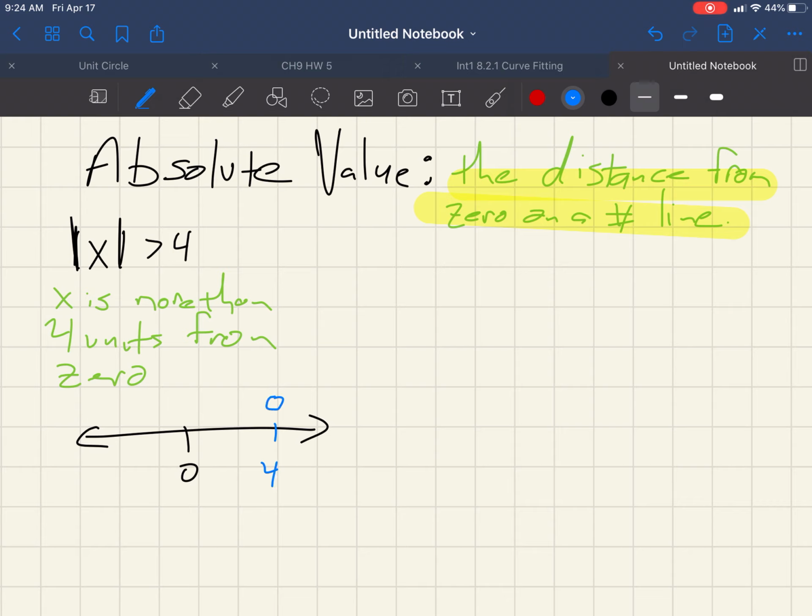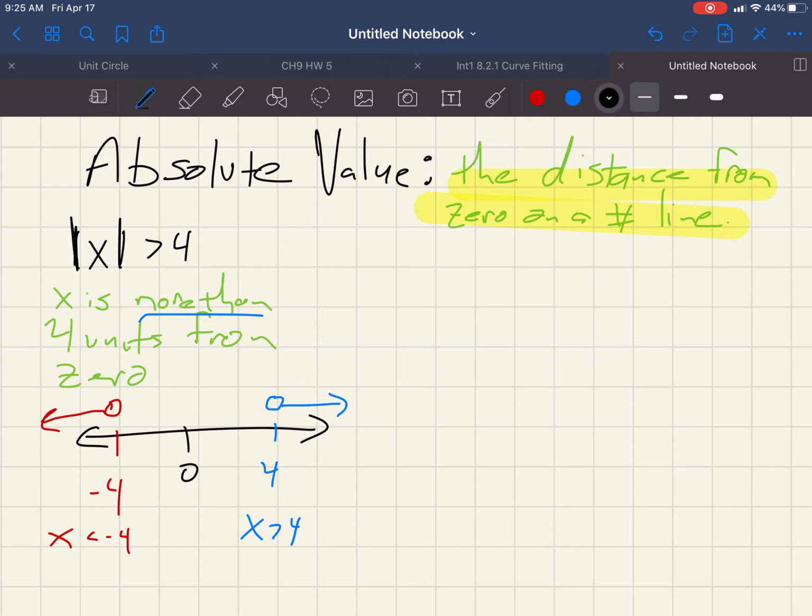And more than 4 units means open circle and an arrow to the right, because all the numbers greater than that would be farther away, more than 4 units to the right. And to the left, we have another number that is 4 units away from 0, and that'd be negative 4, and every one less than that. So we get x less than negative 4, because all those negative numbers are more than 4 units from 0. And all these positive numbers are more than 4 units from 0.